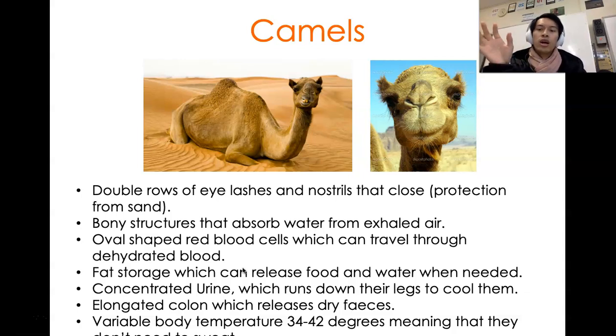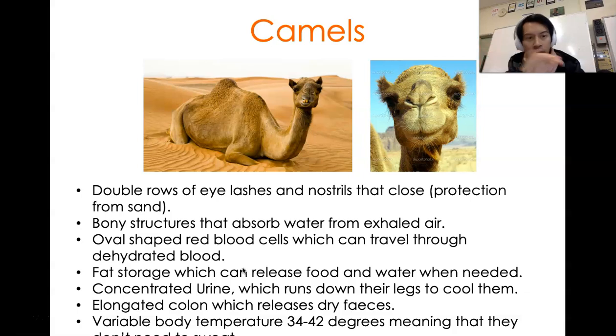For example, having a double row of eyelashes to protect the eyes and the nose from sand. They have bony structures that absorb moisture from the exhaled air in order to gain moisture from the air. Their red blood cells can almost be squashed together and become really thin, so that when the blood dries up, it can still transfer oxygen in the red blood cells.